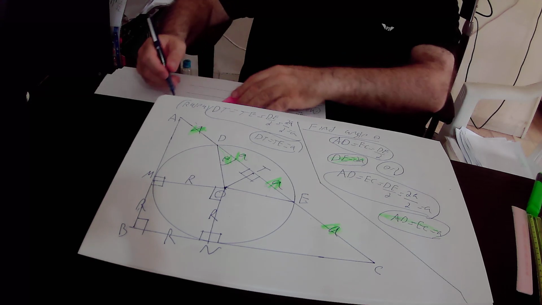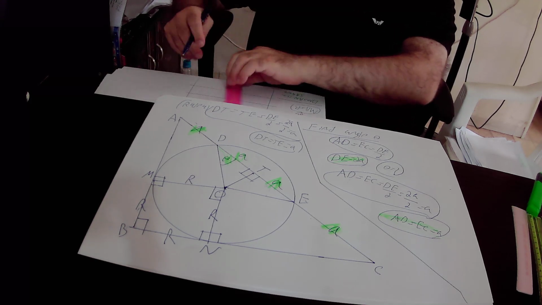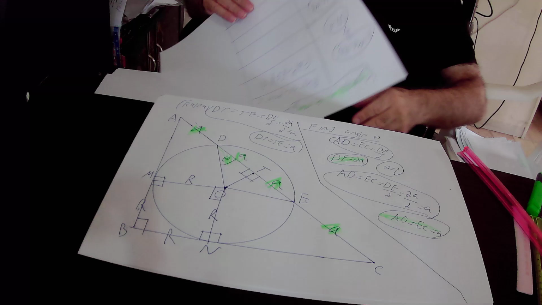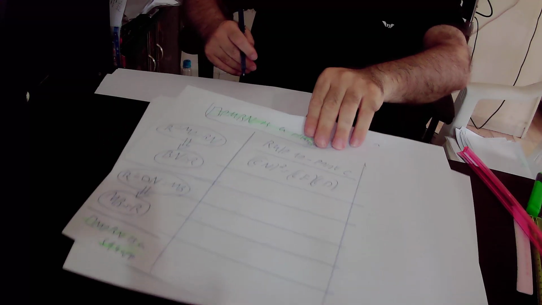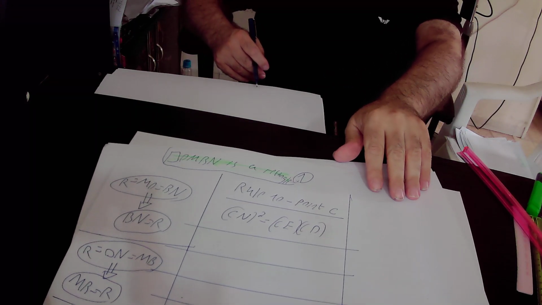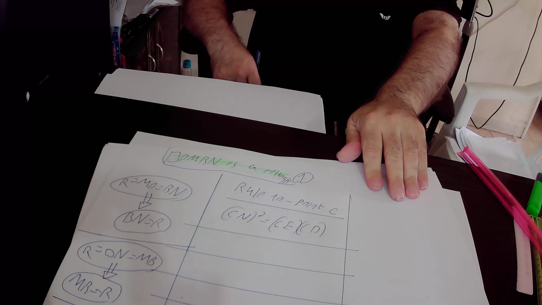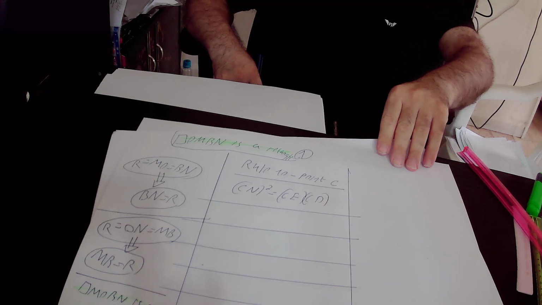Repeat again. If we focus on point C, according to rule number 10, CN squared equals CE times CD.